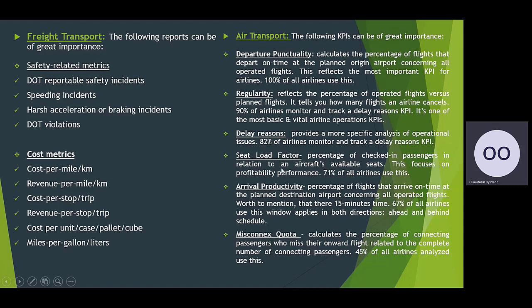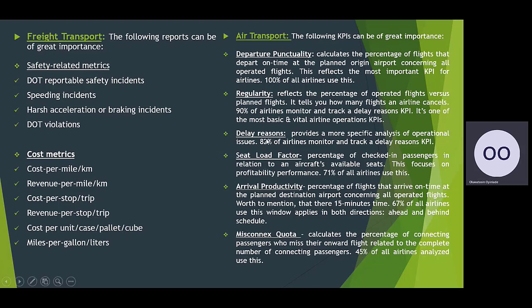Then for delay, most times we've had some airlines that have had to shift or postpone the time. A flight supposed to take off at 8 p.m. ends up taking off at 11 p.m. or 12 a.m. There's always a delay due to one reason or the other. So these are under major KPIs. And I say from research, 82% of airlines monitor and track the delay reason KPI.